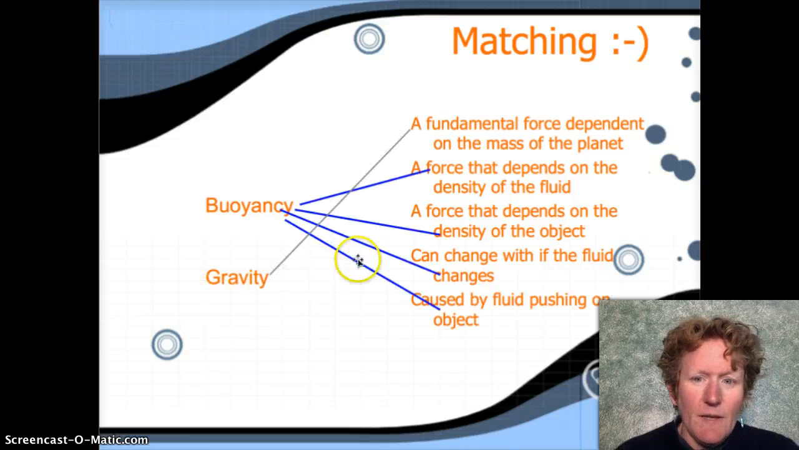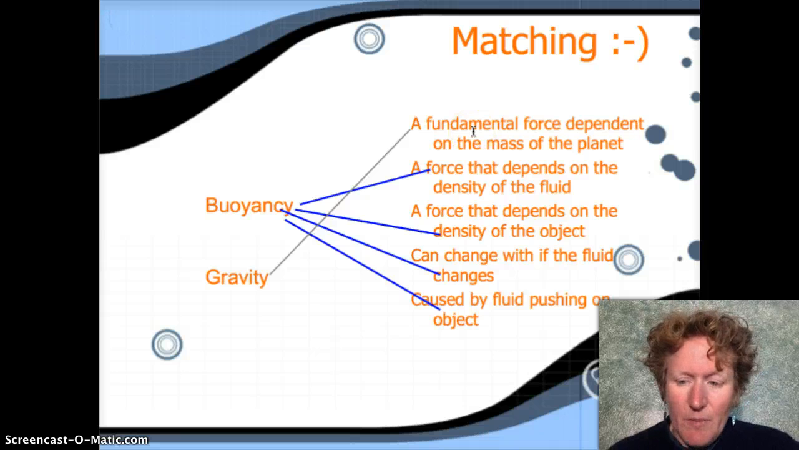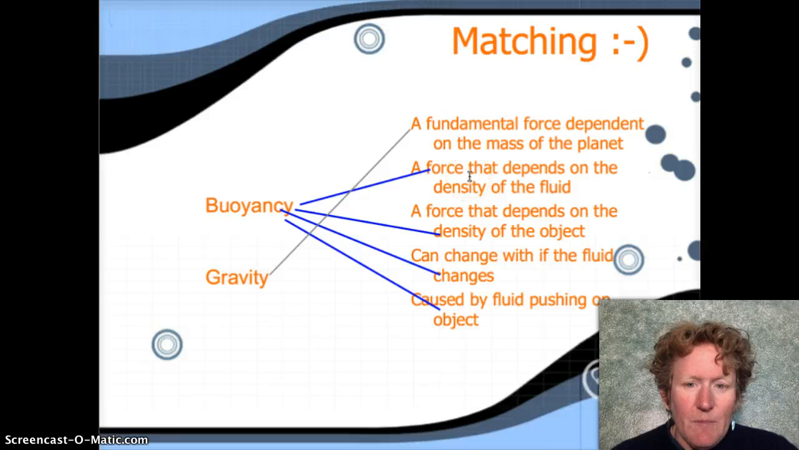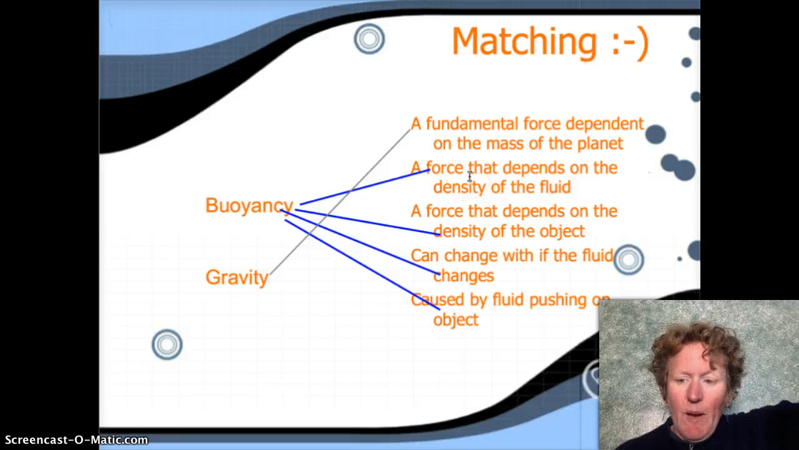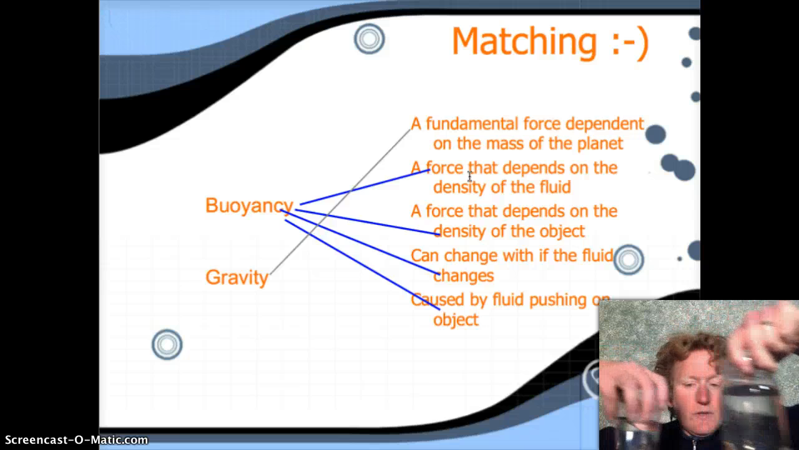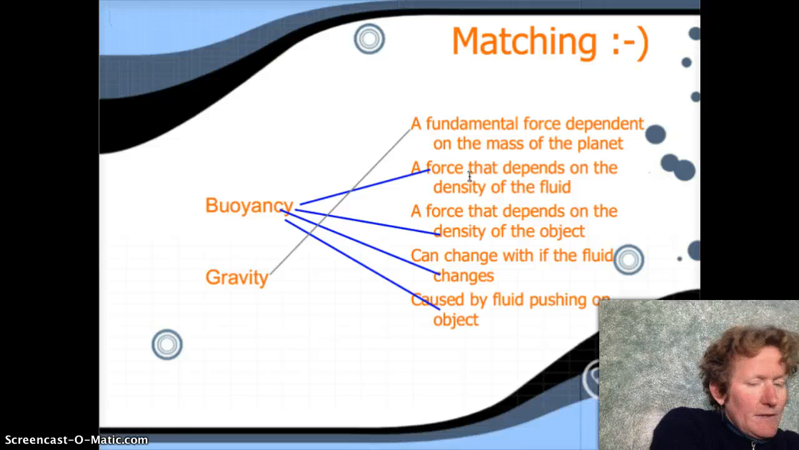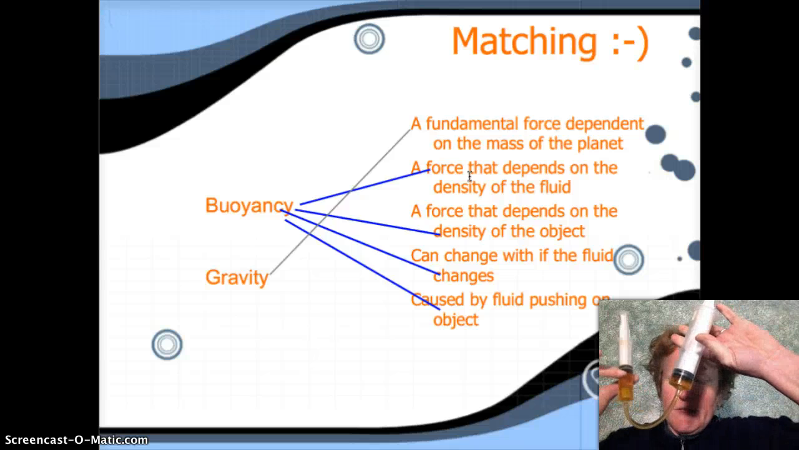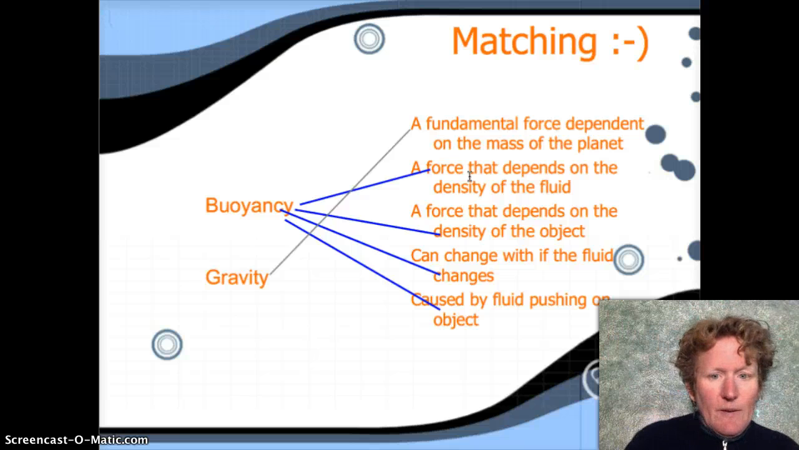Did you do all right? Gravity is a fundamental force that's dependent on the mass of the planet you're on. Buoyancy is a force that depends on the density of the fluid. The density of pop is going to be different than the density of water because pop has sugar dissolved in it. And dish soap is going to have a different density than water as well.